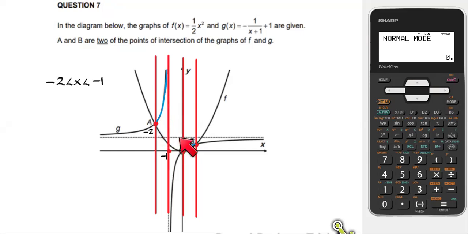And then here, between -1 and 0, the other one is bigger. Then here, between 0 and I think 1, the other one is 0 less than x less than 1. So the black one is g of x greater than f of x.